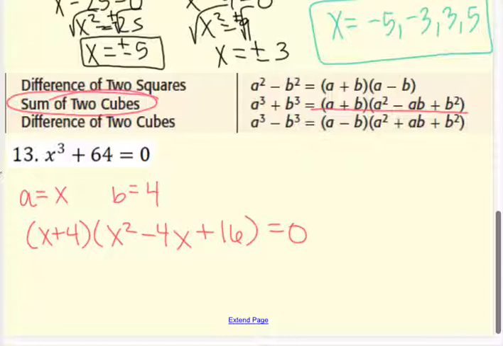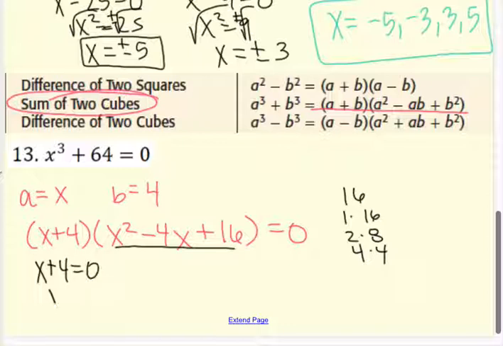Now what I would see is, well, can I factor this any further? Well, it multiplies to 16, but adds to negative 4. Well, my factors of 16, 1 times 16, 2 times 8, and 4 times 4. Is there any of those values that I could get to add together to be negative 4? There is not. Okay, so what I would do is I take my first part, and I solve this. This gives me x is negative 4.